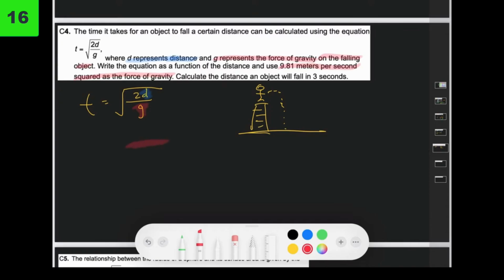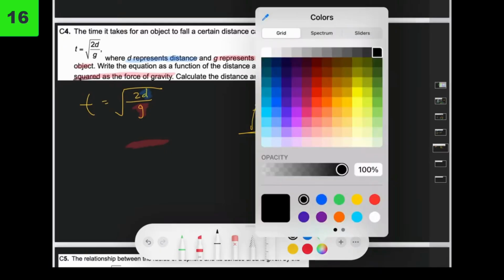Okay, so again, don't worry about when it says meters per second squared, 9.81 meters per second squared. You don't need that. That's just like the units. So I'm just crossing it off because a lot of students will get confused with it.